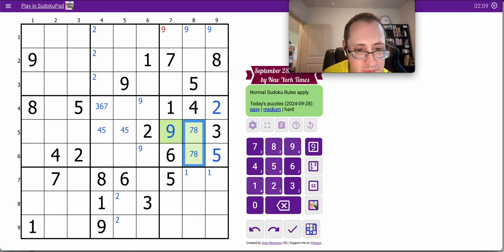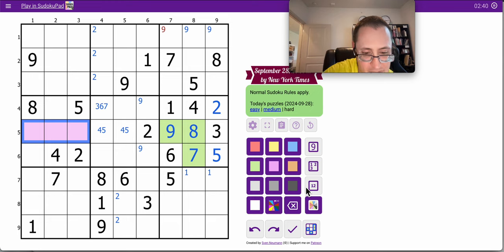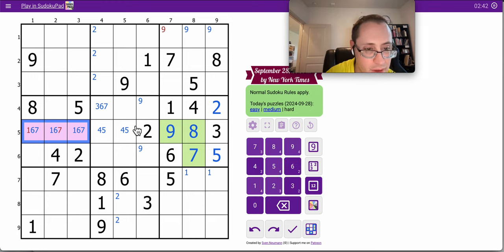Let's see. So I don't have much help in column 8, though. 2, 3, 4, 5, 9. These are 1, 6, 7, and 8, right? For here, and none of these can be 8, so the 8 is placed in the row. These are 1, 6, 7. But I'll get pairs out of it, and not much help otherwise.